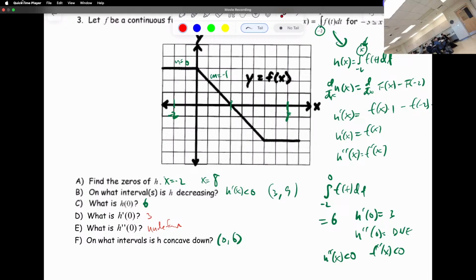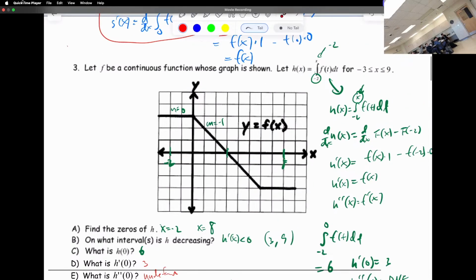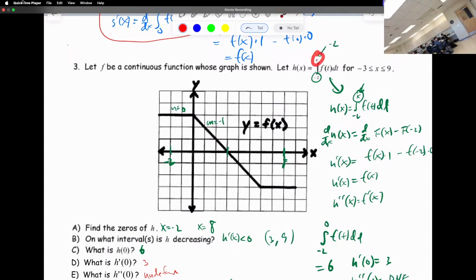Why at -2? Why is -2? Because -2 to -2 is 0. Because there is no area under the curve. That's a property.